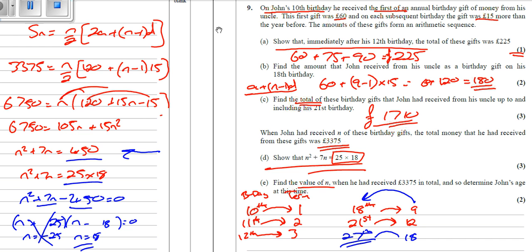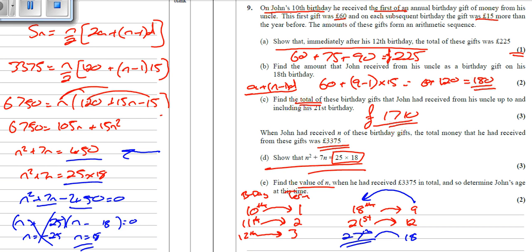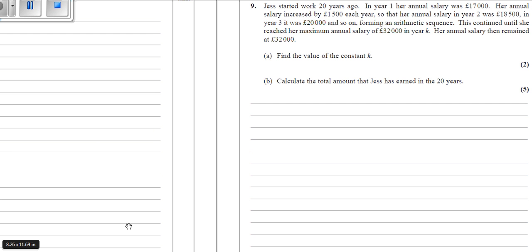So quite a complicated question, that one. But it's worth a lot of marks. So now, if we have a look at the next question, 2015. Okay, so 2015. Again, it's very, very similar. So it's only 7 marks, this one.